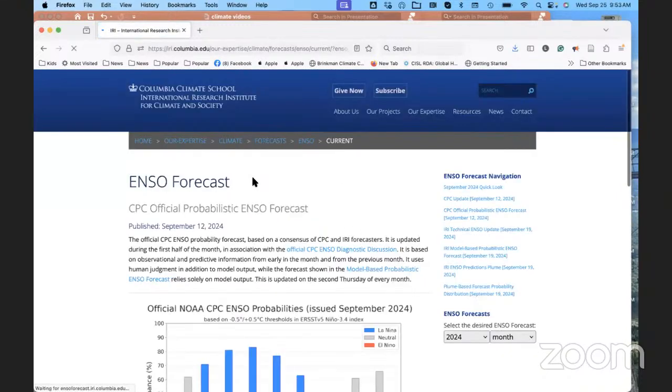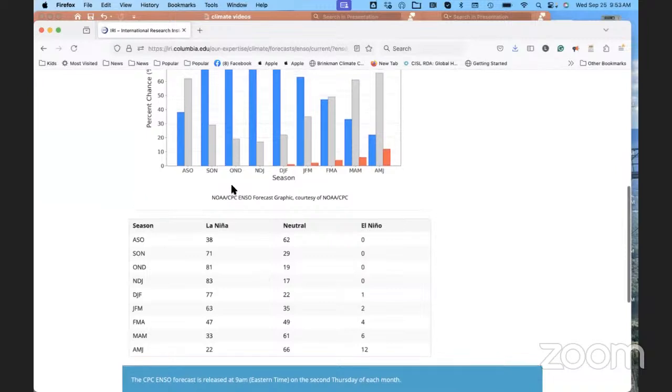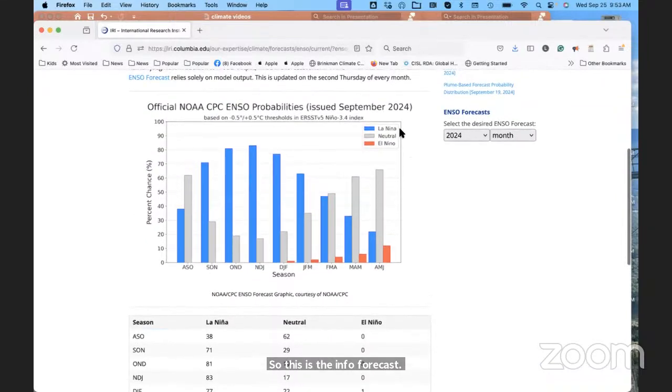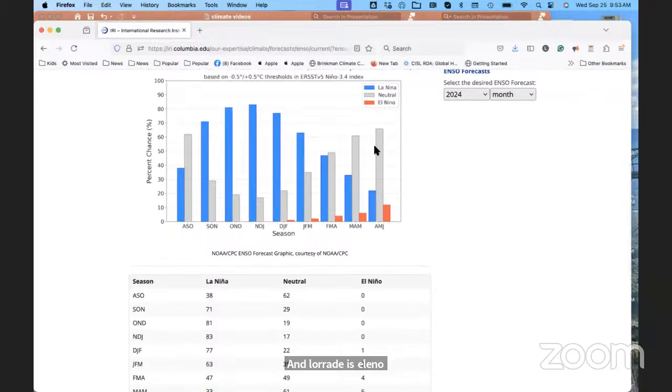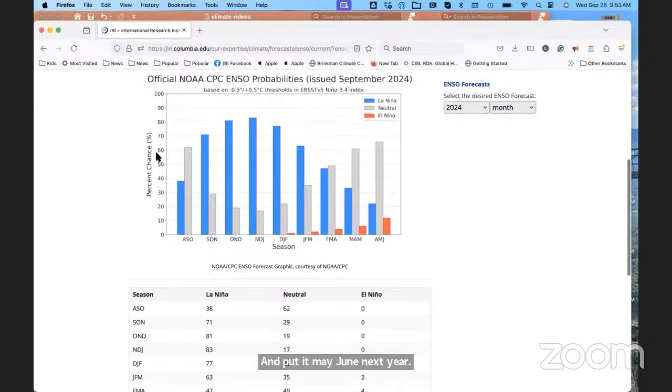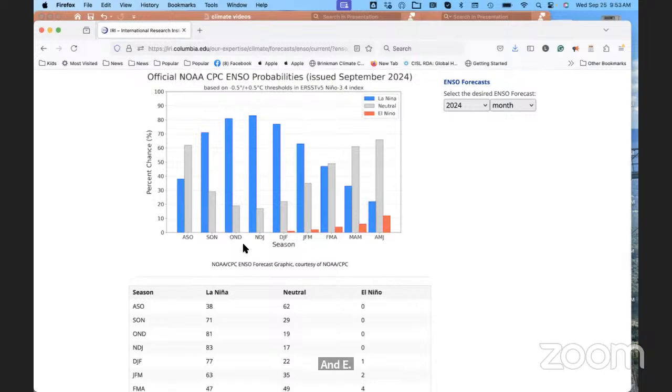So this is the ENSO forecast. Blue is La Niña, neutral, and red is El Niño. Where are we now? We are in September, so we are here, October, November, maybe actually we are here. But you can see the forecast all the way until April, May, June next year. This is the forecast, and the y-axis is probability. The seasons are August, September, October, November, October, November, December, every three months overlapping.